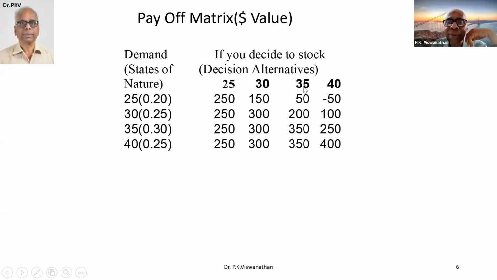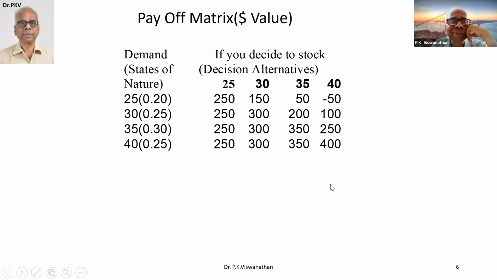Now 35 versus 35, no problem. All I sell, 350. Stock 35, demand is 40. Now I can sell only 35. I make 350 only, because demand is 40, but I have only 35 dozens stock.